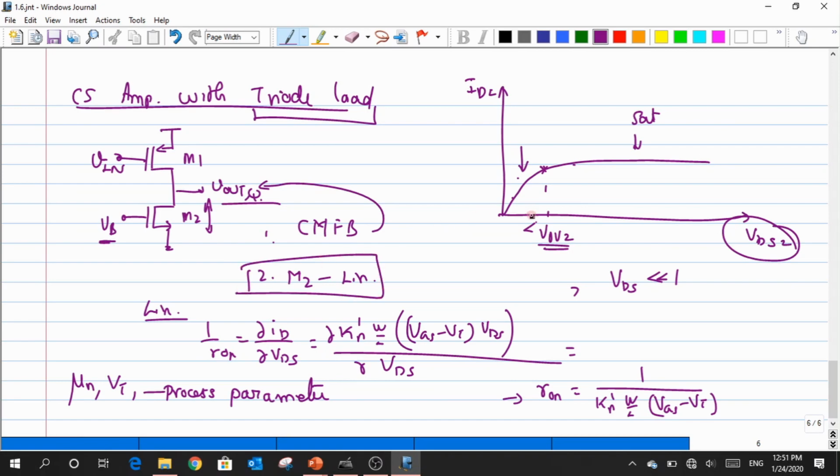So I just put my Q point here. This Q point is almost close to the value of 0, right? And over this I have to have my swing. I can go around to the top, but when I come down I will be clipped off. So the swing around that Q point is also very small. These are some of the difficulties that we have in the case of a triode load, and I believe that nobody uses this kind of load for a common source amplifier.